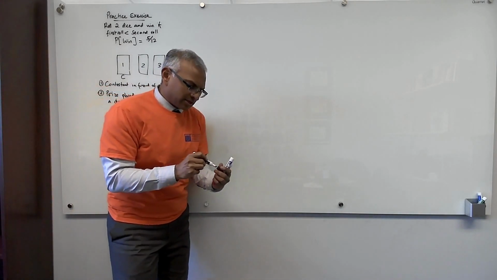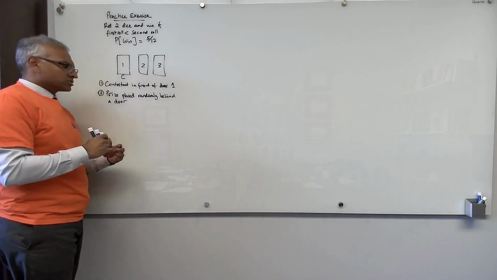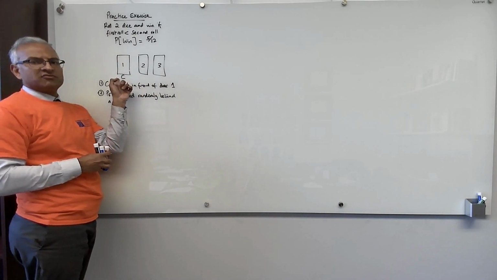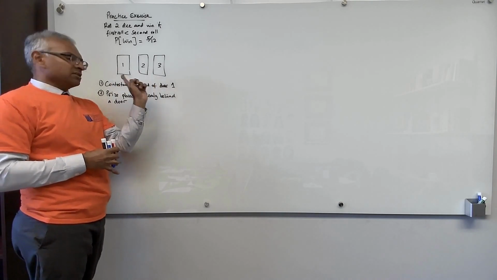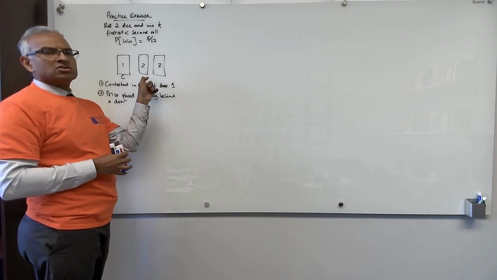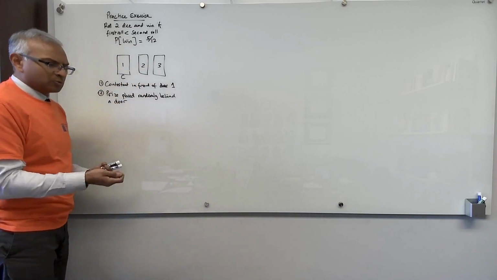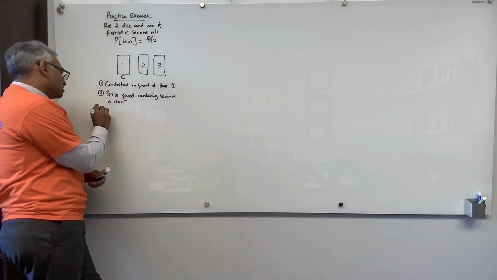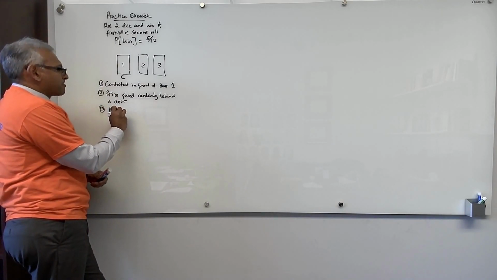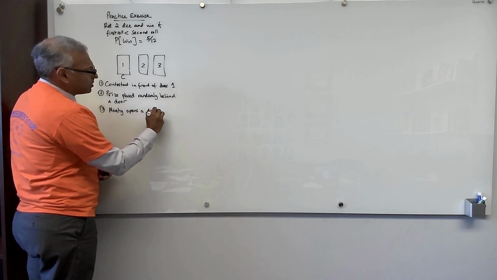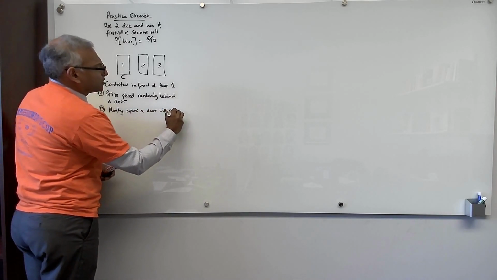Okay. Now this is where it gets tricky. Now, the host, Monty, will come and open one of the other doors, not the door the contestant is in front of. Will open one of the other doors, and it must be the case that the prize is not behind one of the other doors that are opened. So the door that's opened will not contain a prize. So Monty opens a door with no prize.